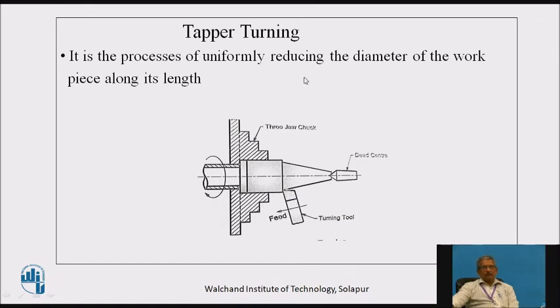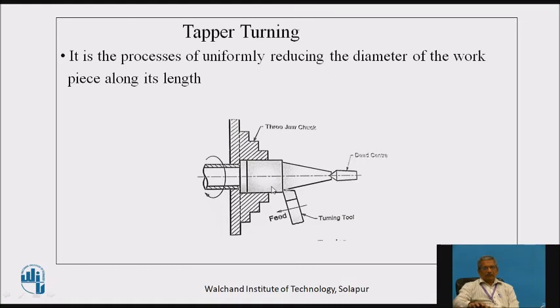So it is the process of uniformly reducing the diameter of the workpiece along its length. So along this required or defined length, we have to remove the material such that after setting that particular angle, the diameter here and the diameter here must be according to the drawing.